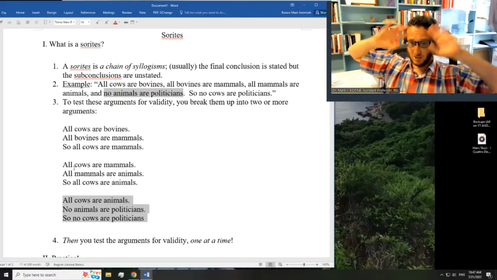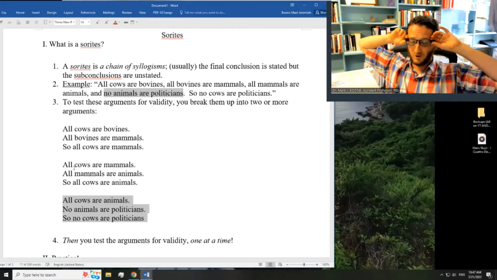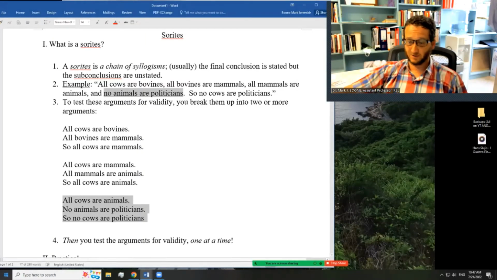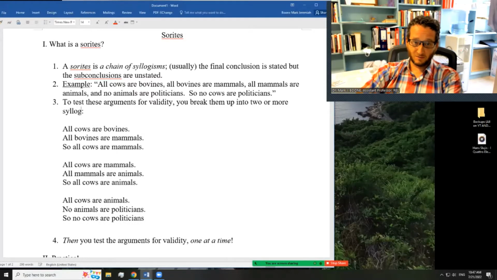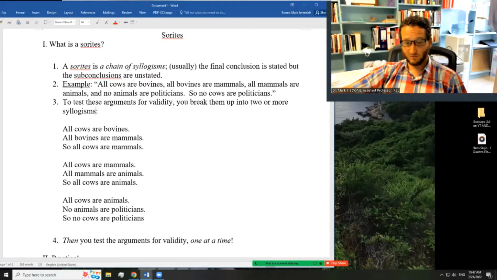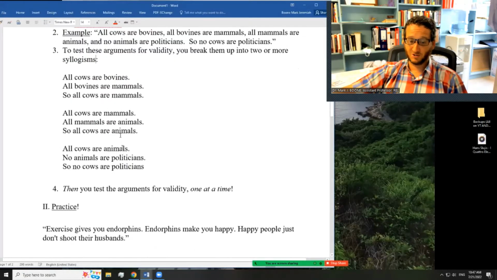So that's it. A Sorites is a chain of syllogisms, where usually the subconclusions are unstated, but the final conclusion is stated. What we do with them is break them up into each different link in the chain, into two or more syllogisms, and then test each syllogism for validity using whatever tool you need from what we already have. You can use the mood and figure method, you can use the Venn diagramming method, you can use the six rules method, you can use any two of those, you can use all three of those, you can use whatever method your teacher tells you to use.